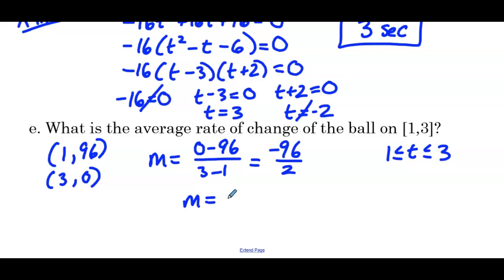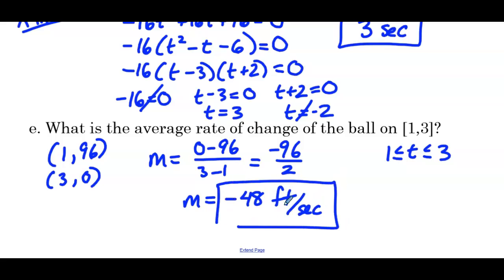So our slope is -48. And if we want to put a unit here, it would be feet per second. Feet because that's the y, right? The h of t, that's the measurement of the y, and seconds is the measurement of the x. Slope is change in y over change in x.